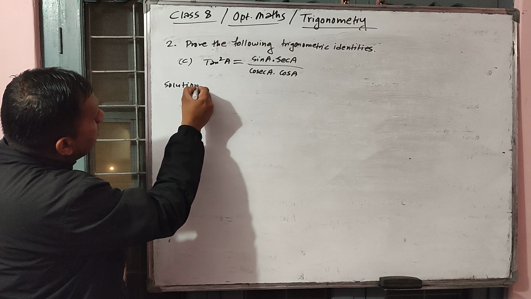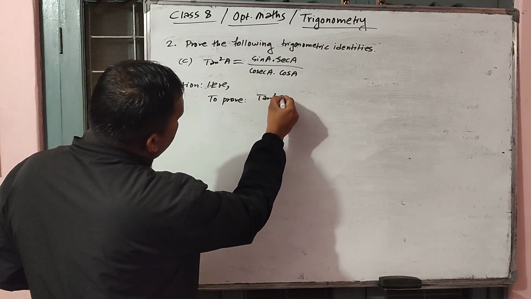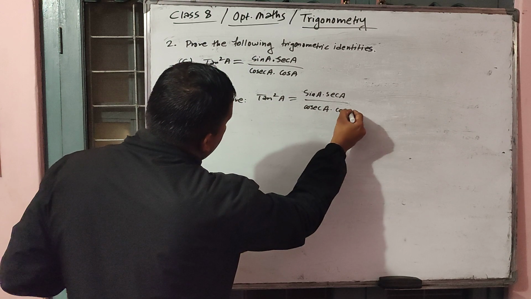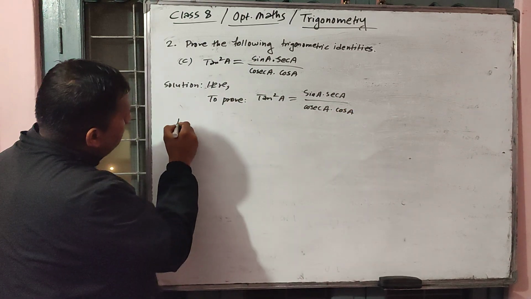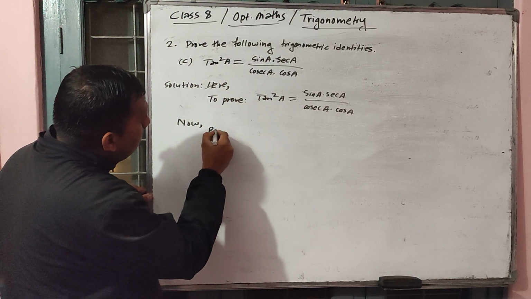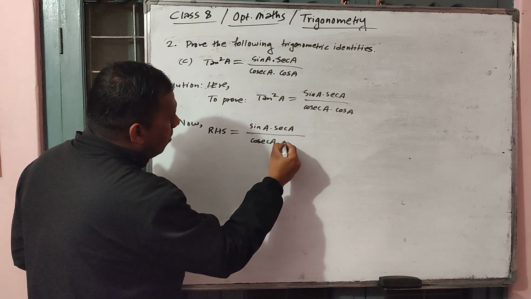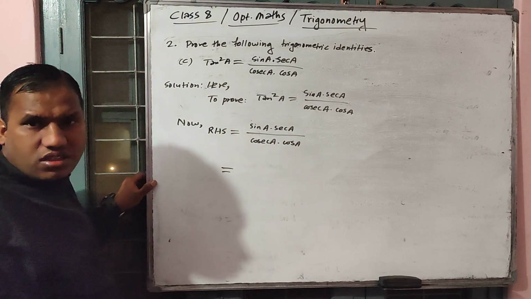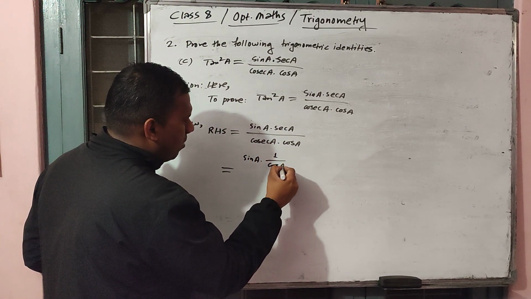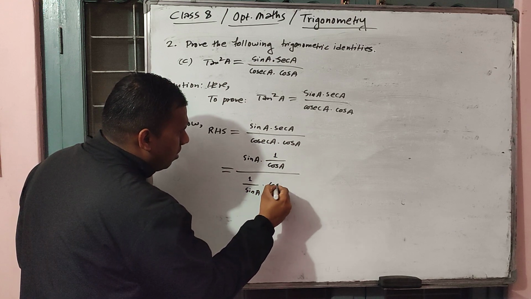Now, its solution. Here, we have to prove tan square A equal to sin A dot sec A all upon cos A dot cos A. Now, here we can start from the RHS, okay, complex to simple. So, start from the RHS. RHS is sin A dot sec A upon cos A dot cos A. Now, convert all trigonometry ratios in terms of sin cos. So, sin A is the same, sec A is 1 by cos A, using reciprocal relation, cosec A is 1 by sin A, and cos A is the same.